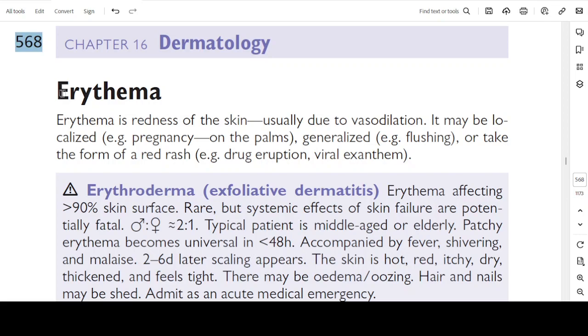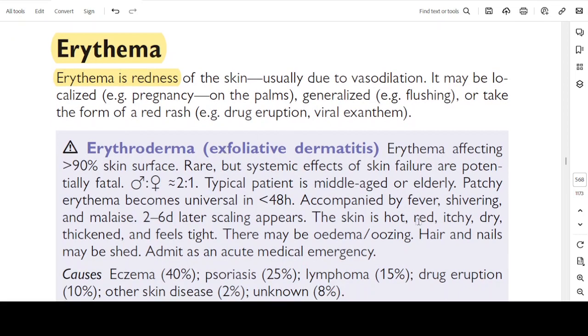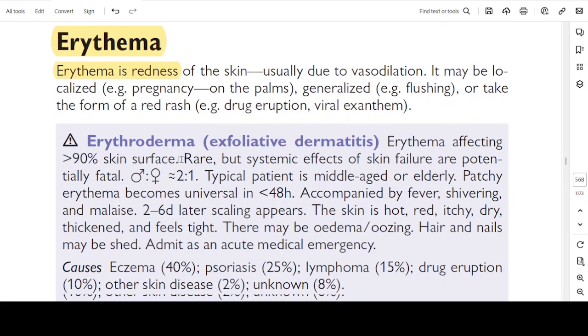Page number 568, erythema. Erythema is redness of the skin usually due to vasodilatation. It may be localized, for example in pregnancy or on the palms, generalized flushing, or take the form of a red rash like drug eruption or viral exanthem.